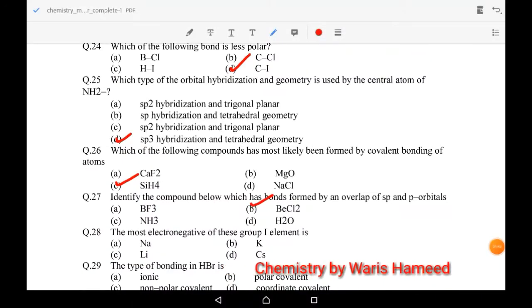The most electronegative of these group, first element is, which one will be the most electronegative? As we move down the group, the size of atom increases, and if the size increases, metallic character also increases, and so does electropositive character, and the lesser size will have more electronegative value. In this case, lithium will be more electronegative.